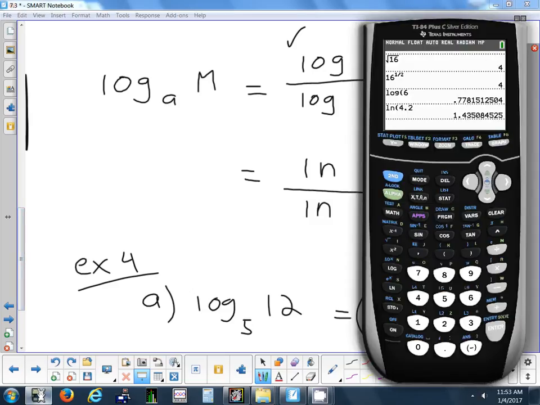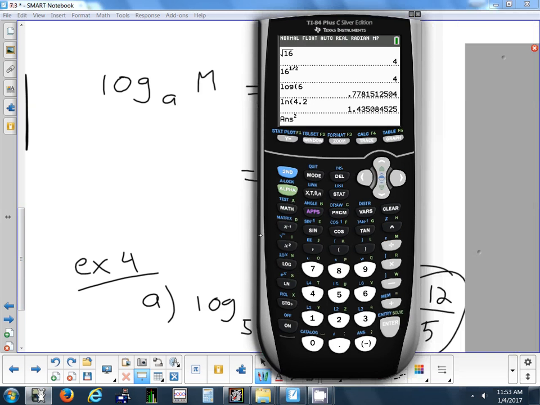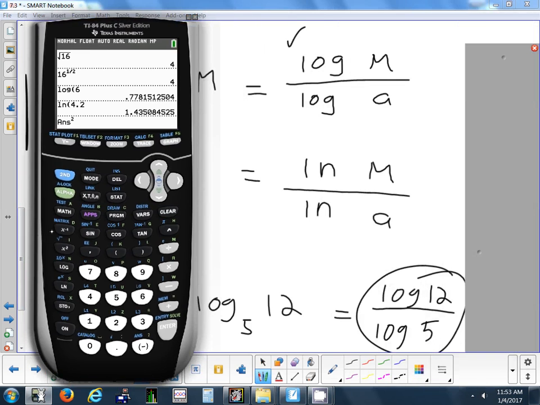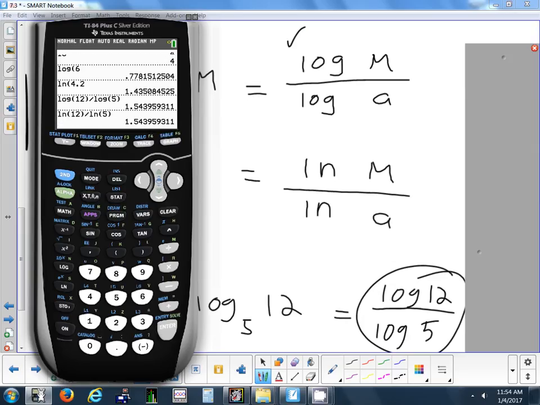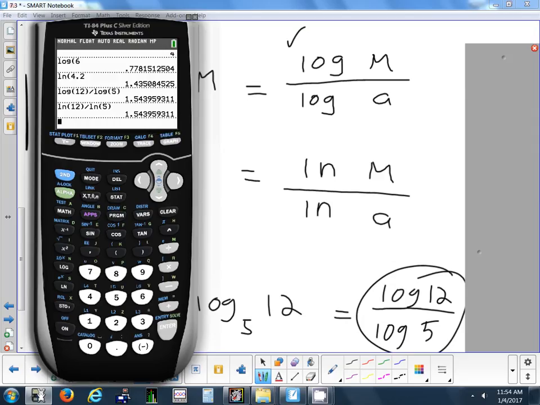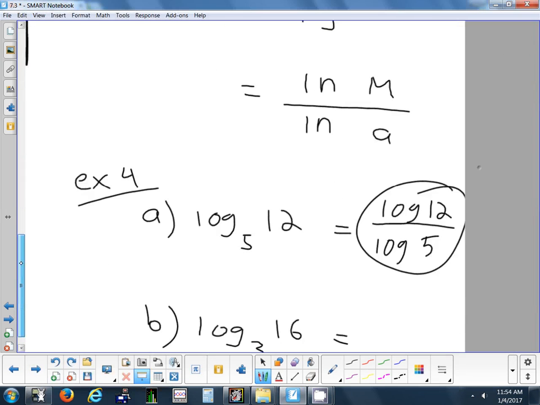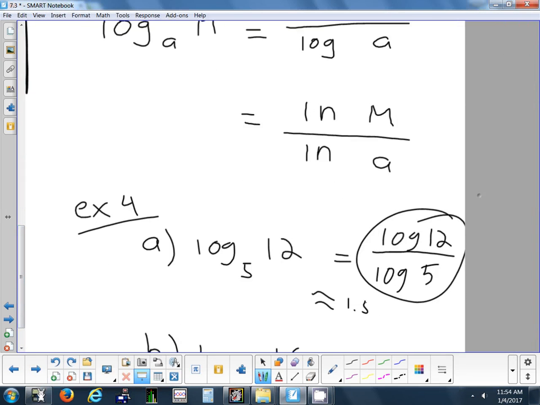If they want to know it as a decimal, just type it in. You can't do this without a calculator. So it's log 12 divided by log 5. If you did it with ln, you get exactly the same thing. ln 12 divided by ln 5. But just learn one of the two ways to do it. What's that, about 1.54. Sam, did you have a question?